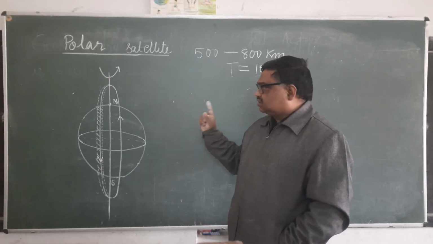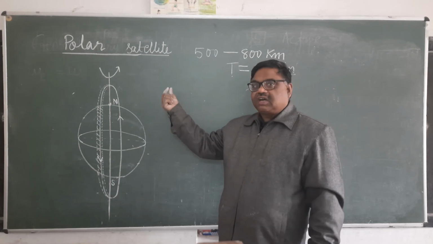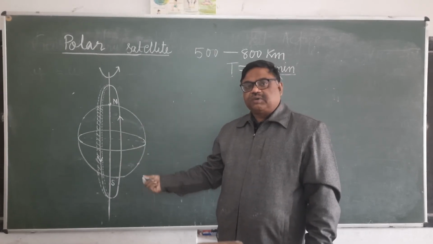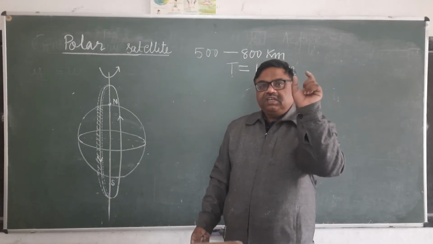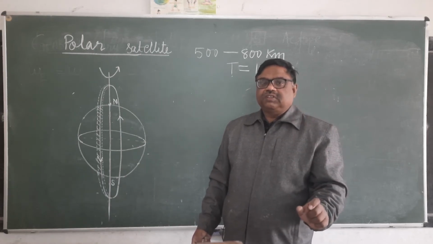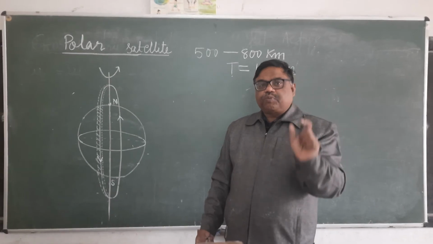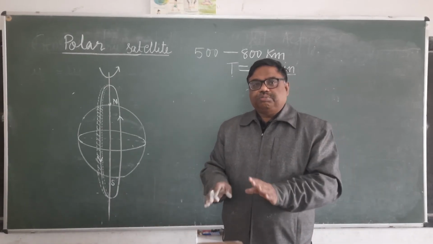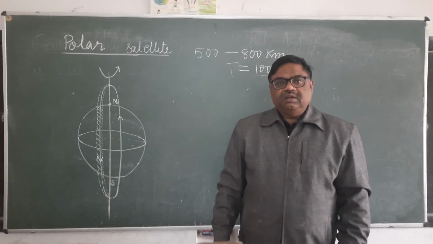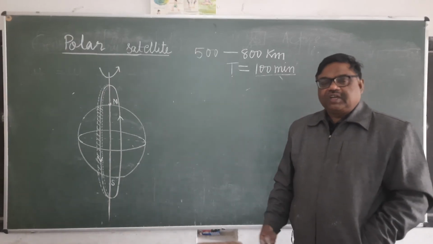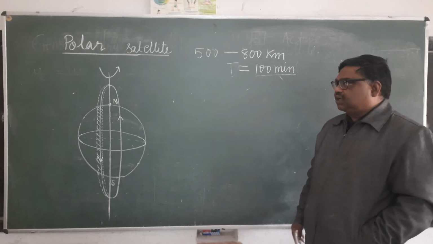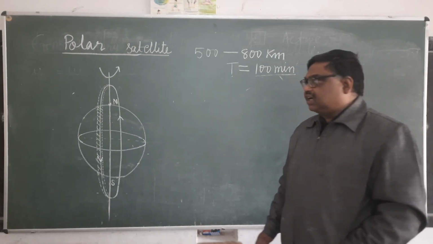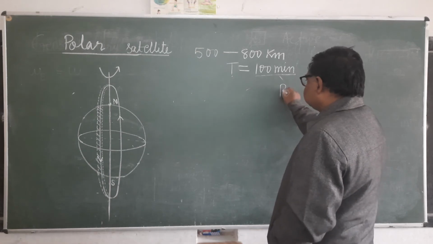Then at the next cycle what will happen? They will record some other area. Then the third time they will record some other area, means we get the strip wise observations. There will be strip wise photos. It's clear? And then compiling all these photos, we predict about the various things for which we are using the satellite. So these polar satellites are used for remote sensing.